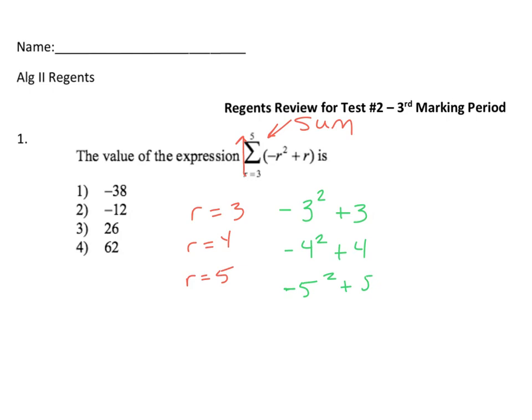The only thing that you need to be careful of with this specific problem is the fact that the negative is outside of the 3 squared, 4 squared, and 5 squared. It is not inside the parentheses. If we had something like that, it would be a different story. But because the negative is outside the parentheses, this evaluates into negative 9 plus 3, negative 16 plus 4, and negative 25 plus 5. That gets me negative 6, negative 12, and negative 20. When you add all those up, you get negative 38.